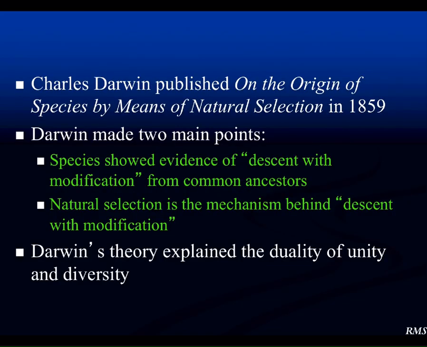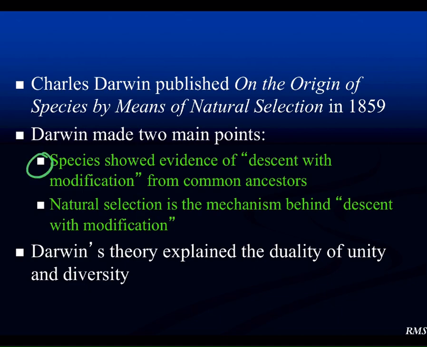So Charles Darwin is known as the forefather of evolution, and he is not the only scientist that worked on the evolutionary idea, and he's not the only one that came up with the idea of evolution, but he was one of the first ones to write about it. So Charles Darwin published On the Origin of Species by Means of Natural Selection in 1859. And in this, he made two main points.